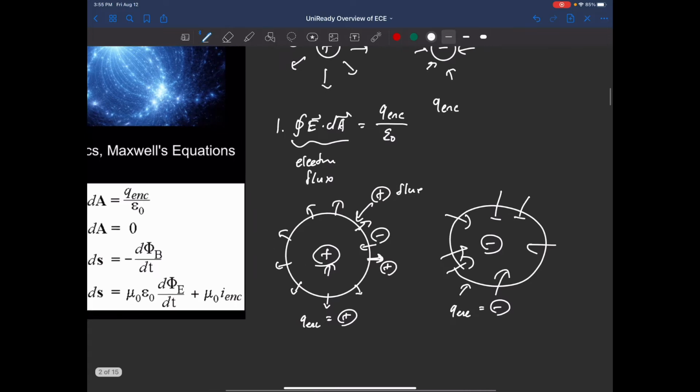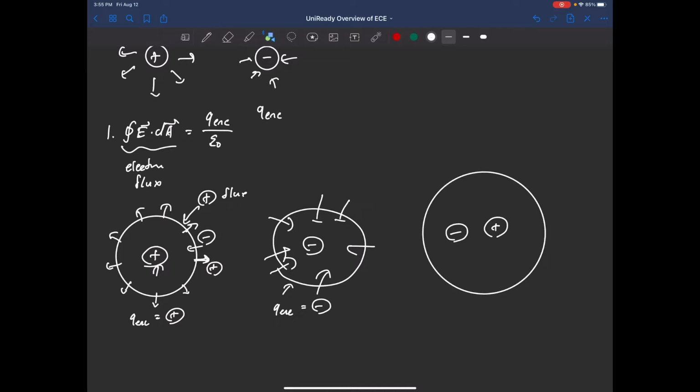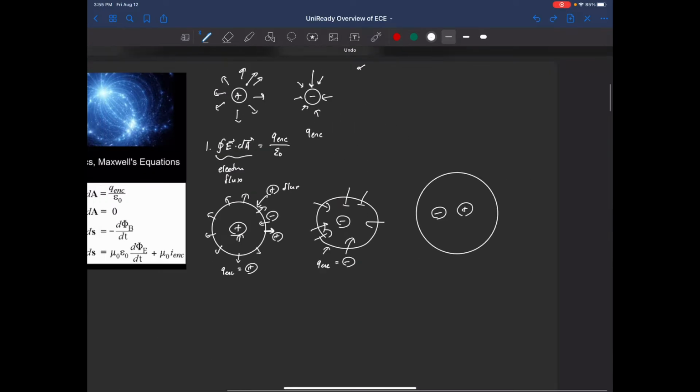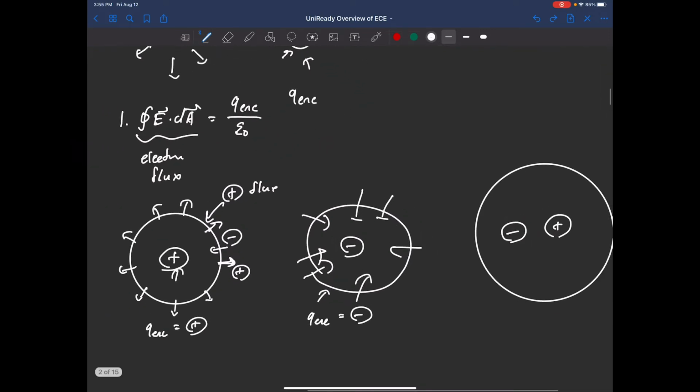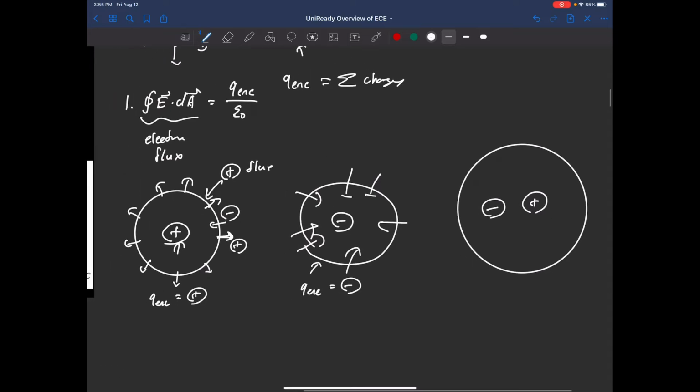But you can also have cases where you have a proton and an electron inside the sphere. This is a completely valid configuration. So what this equation says is, since you have a net neutral charge inside the surface, because Q enclosed is equal to the sum of all of the charges inside the closed surface, then you're going to have a zero flux on the surface.